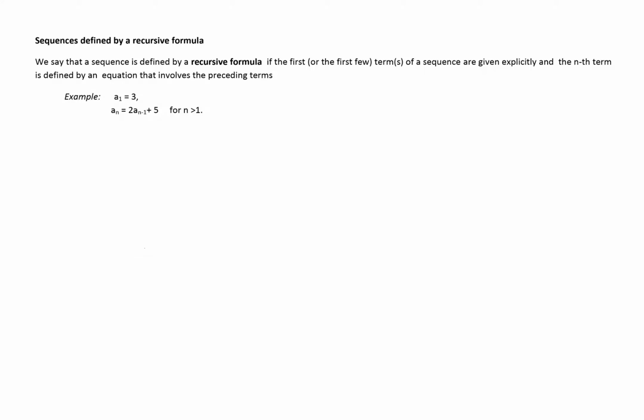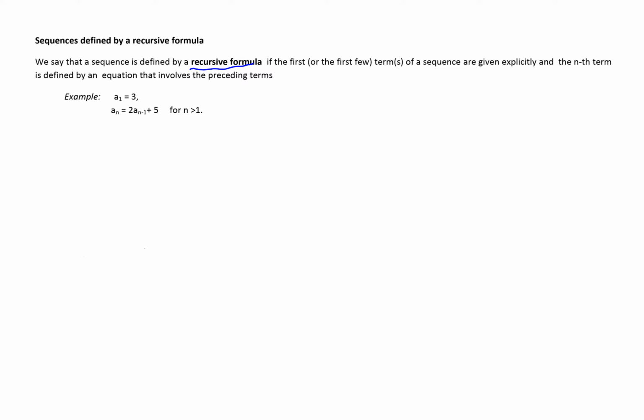Sometimes sequences are defined by what we call a recursive formula, in which we have a way to compute the value of a term only when the value or values of preceding terms are known. When defining a sequence recursively, we give explicitly the value of the first term or the first few terms and then give an equation that we use repeatedly to find values of other terms.